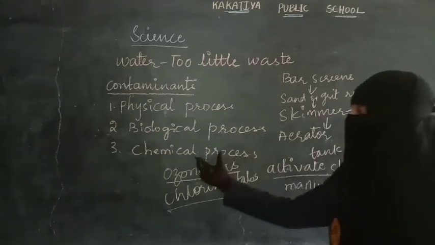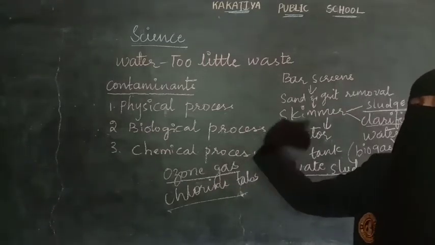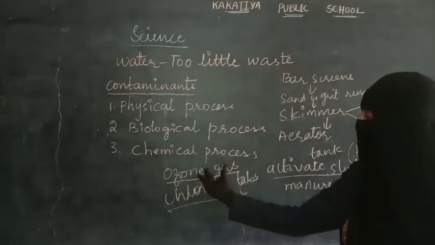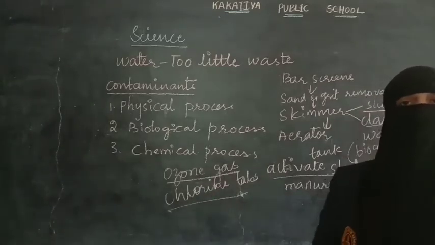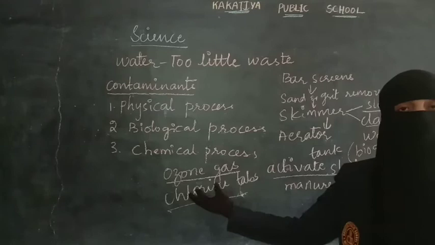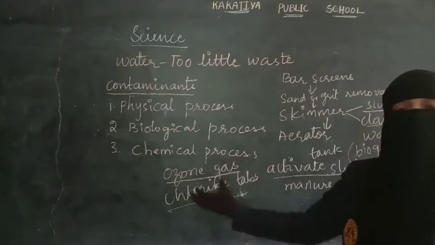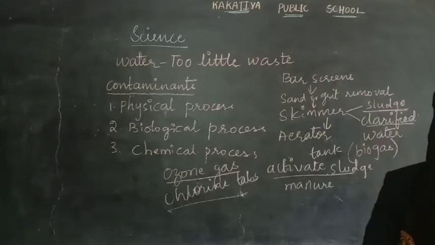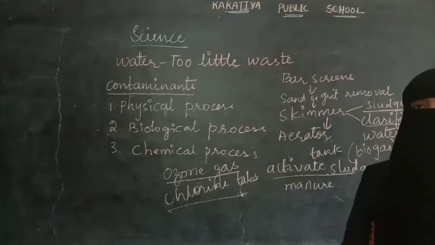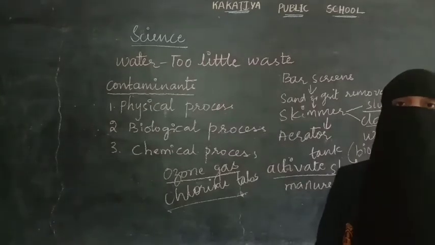And then the chemical process. Finally, when the water is kept in a distribution chamber, they will pass chlorine gas, ozone gas and chlorine tablets. In this way, we use these three processes for removing the contaminants from the sewage water.